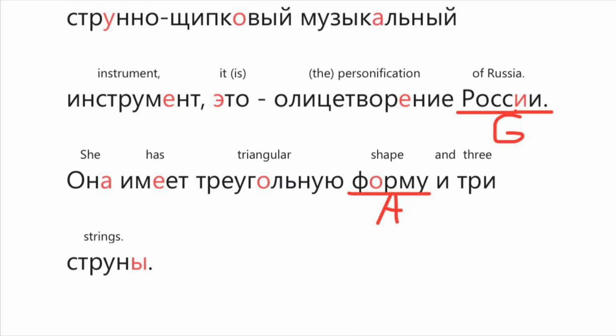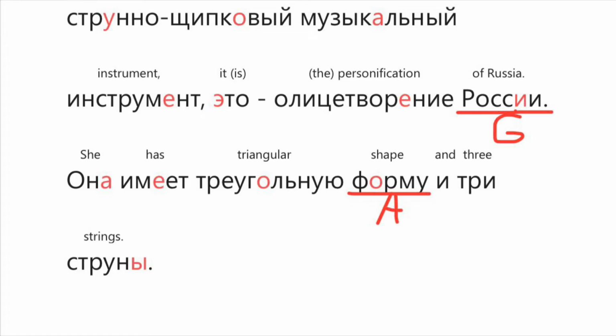Whenever you can ask a question of what or of whom, the case of the noun becomes genitive. And here comes the rule that tells us that nouns of the first declension, which are nouns that end with a and ya, those endings will change to y and e. So here, if we had Россия, therefore it will change to России.